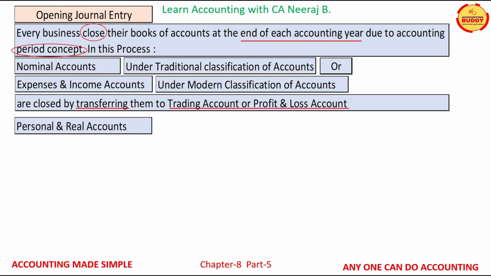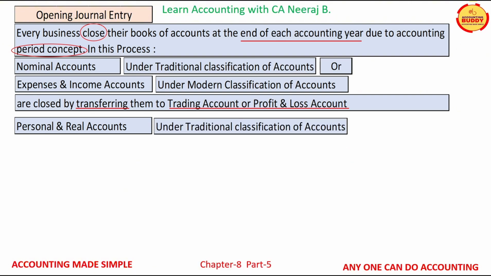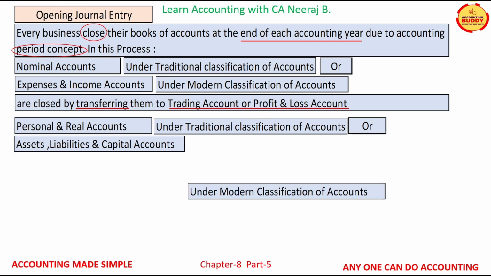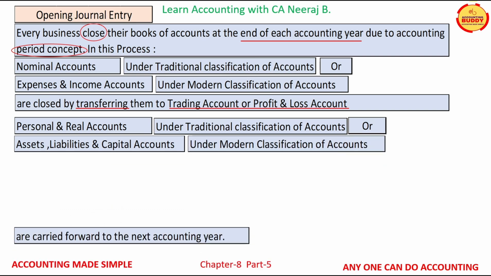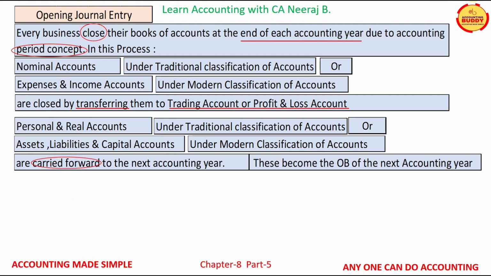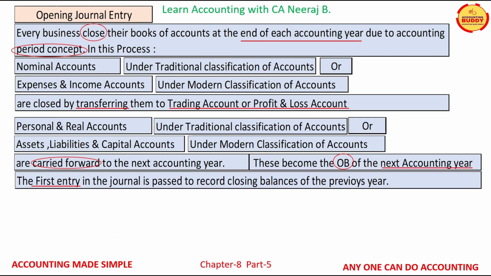Whereas personal and real accounts under the traditional classification of accounts, or we can say assets, liabilities and capital accounts under modern classification of accounts, are carried forward to the next accounting year. These become the opening balance of the next accounting year. The first entry in the journal book is passed to record the closing balances of the previous year, and it is called the opening journal entry.